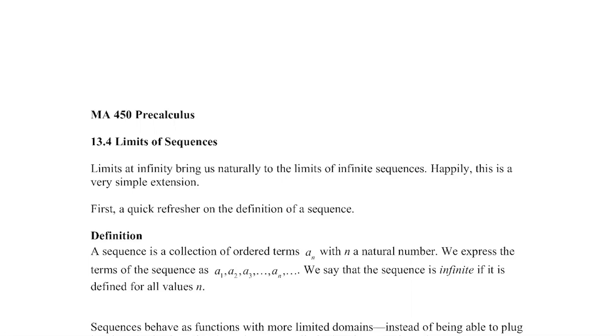First, a quick refresher on the definition of a sequence. Definition. A sequence is a collection of ordered terms a sub n with n a natural number. We express the terms of the sequence as a sub 1, a sub 2, a sub 3, up through a sub n, and onward. We say that the sequence is infinite if it is defined for all values of n.